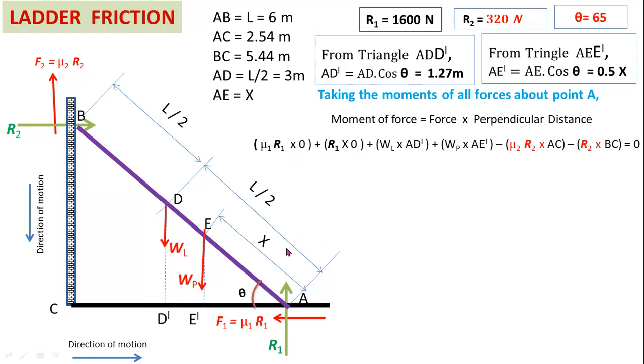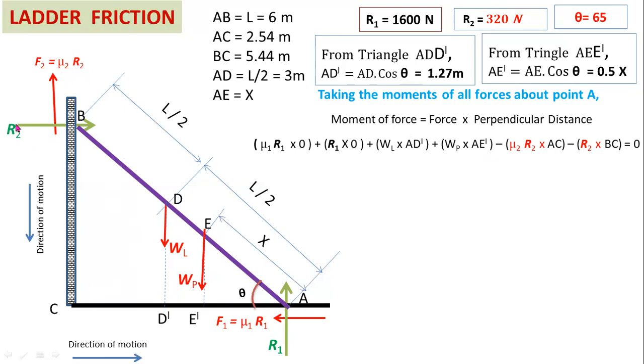Now WL passes through point D', so AD' is the perpendicular distance and the force is WL, so WL into AD'. Now this WP force passes through point E', so AE' is the perpendicular distance, WP into AE'. These all are anti-clockwise couples, so for anti-clockwise moments you have to consider the positive side. Now these two are the clockwise couples.